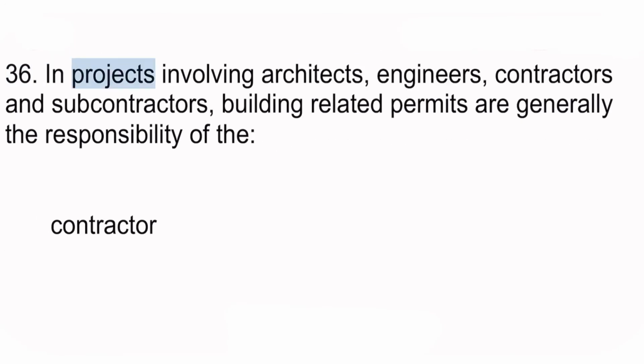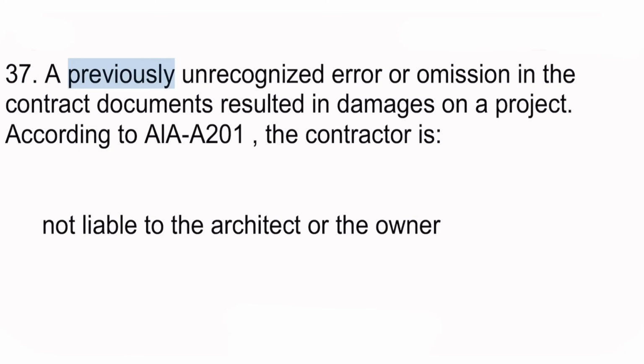36. In projects involving architects, engineers, contractors and subcontractors, building-related permits are generally the responsibility of the contractor. 37. A previously unrecognized error or omission in the contract documents resulted in damages on a project. According to AIA A201, the contractor is not liable to the architect or the owner.